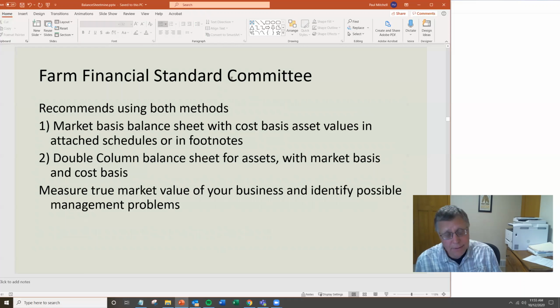The Farm Financial Standards Committee is an association of farm accountants, really, and what they recommend doing in agriculture is doing both methods: a market basis balance sheet with the cost basis as a separate appendix or attached schedules, or maybe as footnotes at the bottom, or to do double columns, both the cost basis and a market basis. And so you get both ways. It's really to help track the value of the business as a whole for lenders' uses, and from the farmer's perspective, the value of the business and your true equity. And then the cost basis is very useful for understanding your ability as a farm manager.